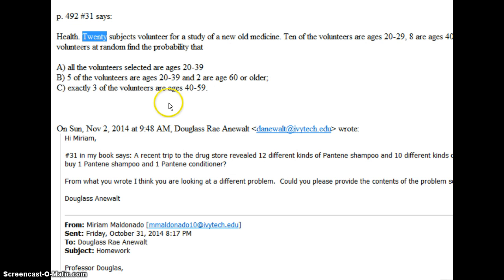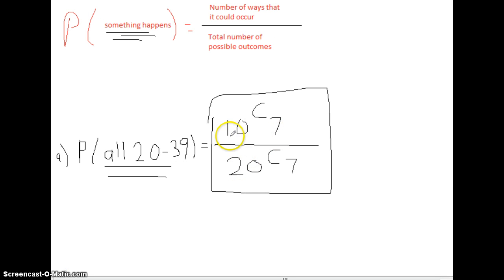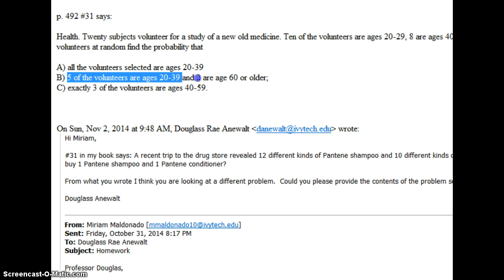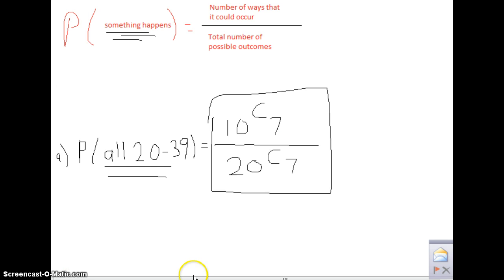Now for parts B and C, it's a bit more complicated, but it's the same basic setup. In B and C it's different because in A we had all the volunteers from one age group. So on top we just had one thing to do. There's 10 people in that age group, we're picking 7. Well, in B there's 5 volunteers in that age group and then 2 in the 60-year-old age group. So what we're doing in part B is we have 10 people and we're just picking 5 of them, 5 people from that 20 to 39 age group. And this is for part B.